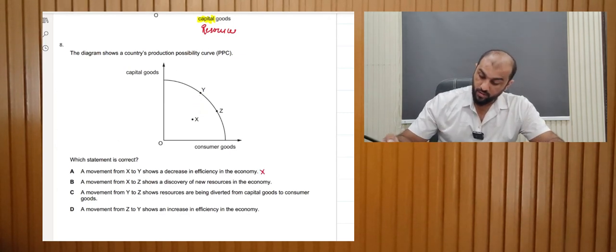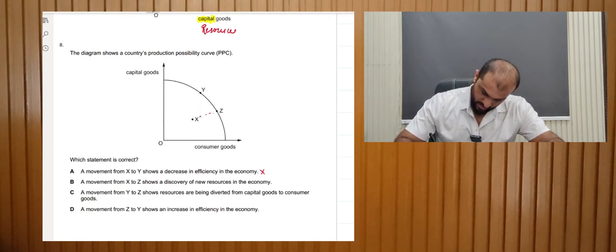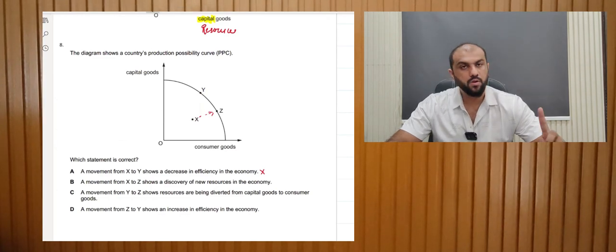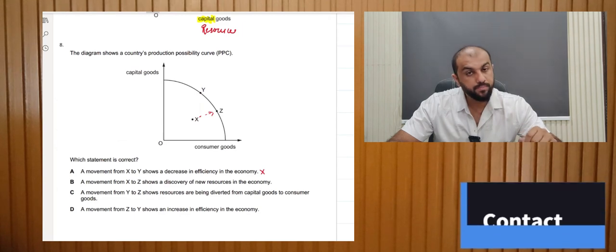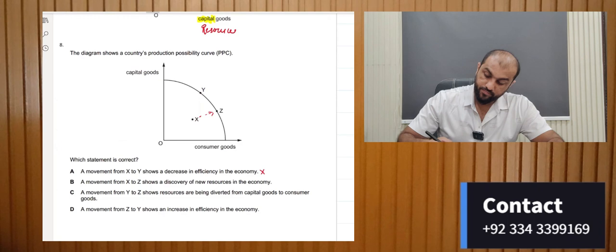Moving on, a movement from X to Z shows a discovery of new resources in the economy. This is incorrect. Had there been a discovery of new resources, the PPC would have shifted outwards.